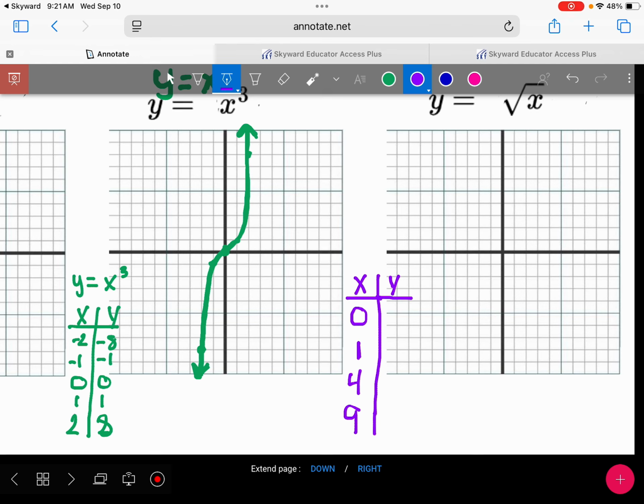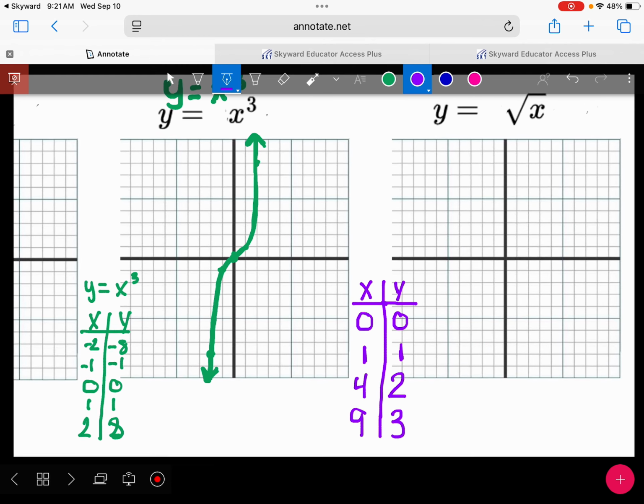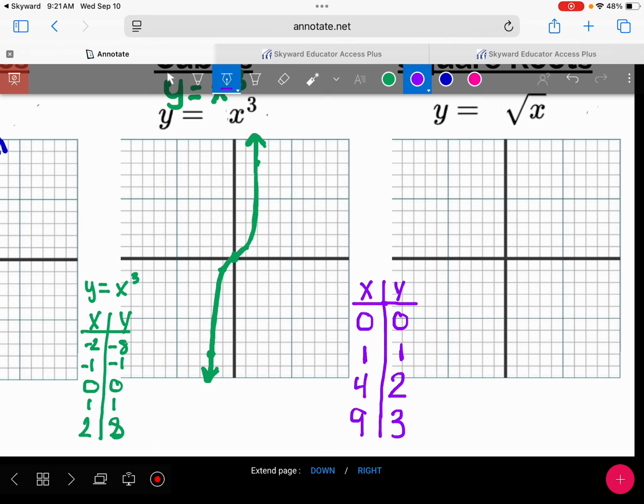The square root of 0 is going to be 0. Square root of 1 is 1. Square root of 4 is 2. And the square root of 9 is 3. We're only looking at those positive square roots, because typically when we were solving, we did plus or minus. We only look at the positive square roots because we want this to be a function, which we'll talk about a little bit later.